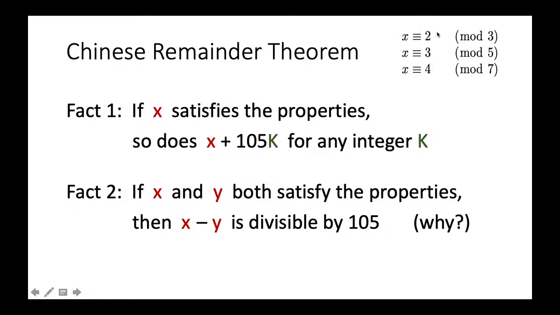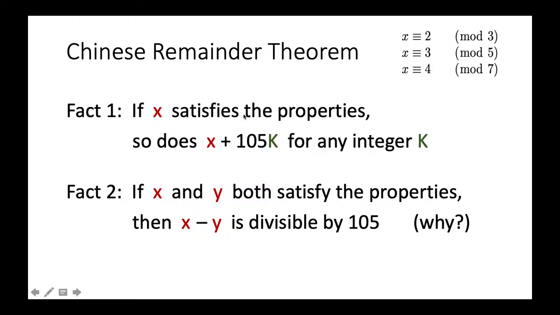So when x is added by 105, the formula will remain the same. The value of x after adding 105, when this new number is divided by 3, will still give a remainder of 2. Similarly, adding 105 doesn't change the other equations, and so forth. So we see that the number 105 is a magic number here: when we add 105 or deduct 105, the resulting value will still have the same property as before. So this is the first fact.